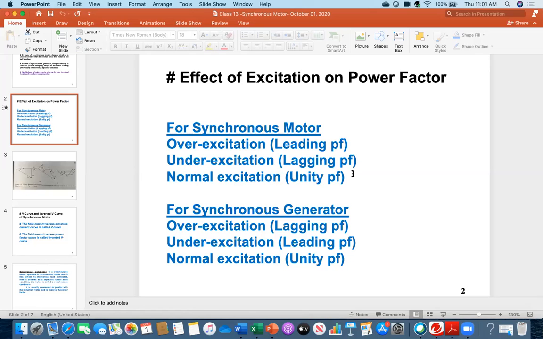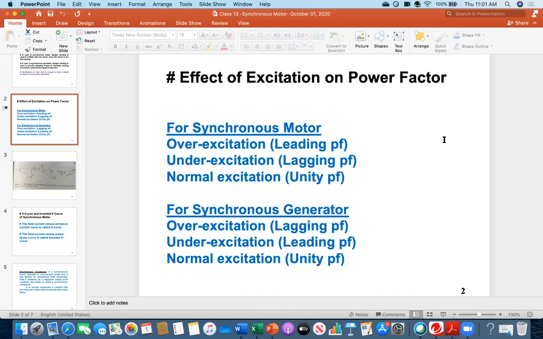You see, effect of excitation on power factor in a synchronous machine. Then you have to tell both things that we learned today. For a synchronous motor, what is the effect of excitation? You will be telling: if it is over excitation, then leading power factor; under excitation, lagging power factor; normal excitation, unity power factor. On the other hand, for a synchronous generator, when it is over excitation, then lagging power factor; for under excitation, leading; and for normal excitation, it is unity power factor. Just exactly you have to tell in that way.